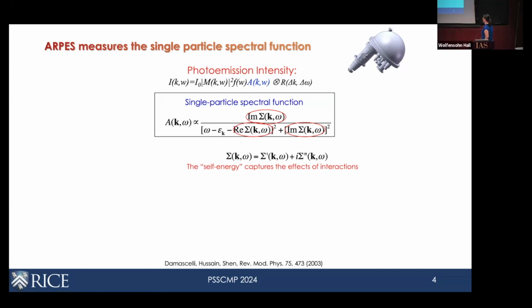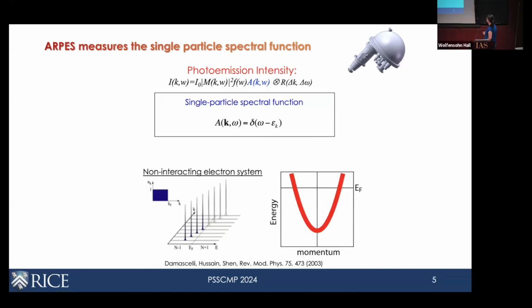So if you're a person like me, you want to see what this actually means pictorially. So let me illustrate this a little bit. You can imagine if you have a non-interacting electron system, you get a bunch of delta functions. Each one has a zero line width. So this is what you would see.